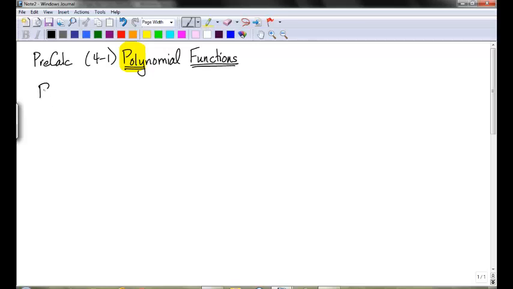Okay, first thing the author defines is a polynomial expression in one variable. A polynomial expression in one variable. Okay, and it looks like this. It's a sub 0. Now make sure you write that as a subscript. This is not a sub 0. This is a sub 0. Write it as a subscript.